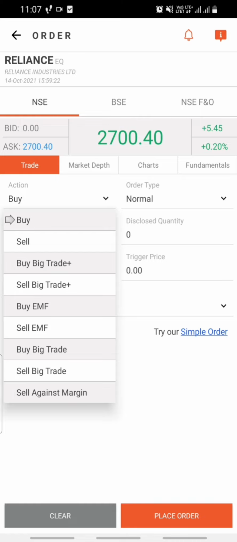Before, there was a margin rule. The broker was giving margin, almost leverage of 20 to 30 times. At that time this was useful: with buy big trade plus, you were getting leverage. But as of now, I'll just go to the normal buy button.